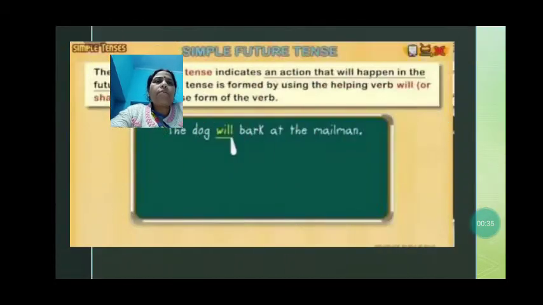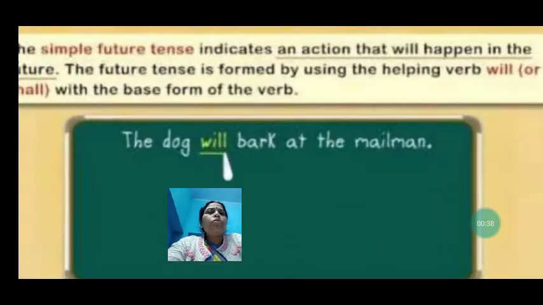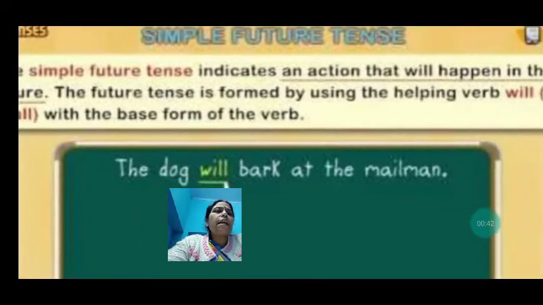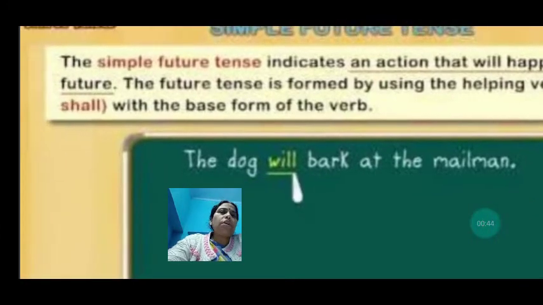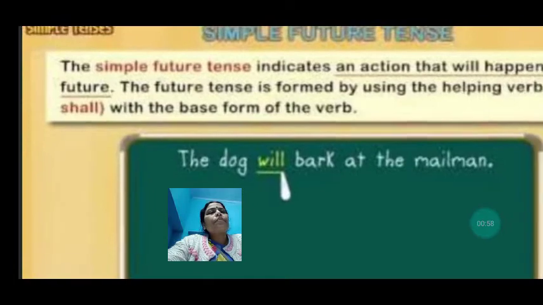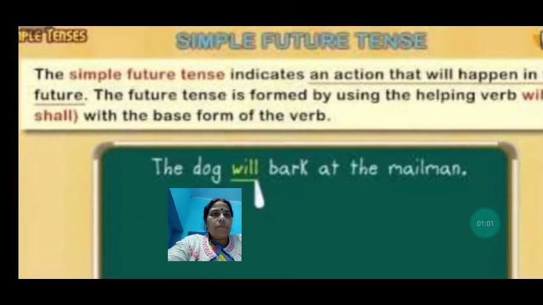Now let us understand the simple future tense. So what is simple future tense? The simple future tense indicates an action that will happen in the future. So the action which has not happened yet, and is going to happen in the future. Future is the time which has not come but will come afterwards. So actions will happen afterwards, and this tense is used to talk about those actions only.